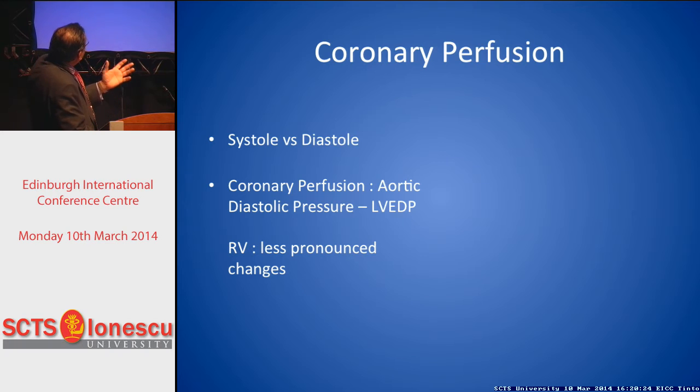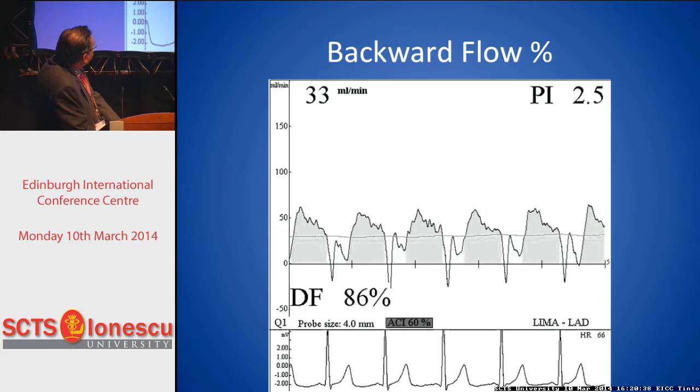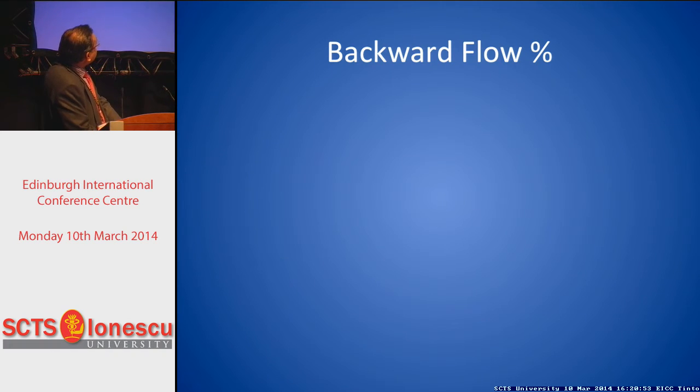And the coronary perfusion pressure is the difference between the aortic diastolic pressure and the left ventricular end diastolic pressure. And of course, these changes are less pronounced in the right ventricle because the pressure differences are less. So coming back to backward flow, the tracing below the zero line being less than 3% is an indicator of a good graft.